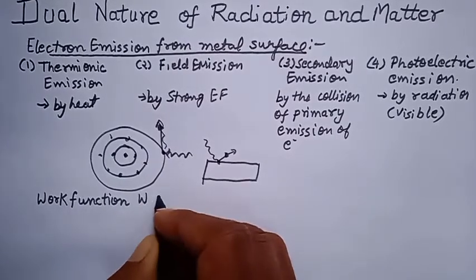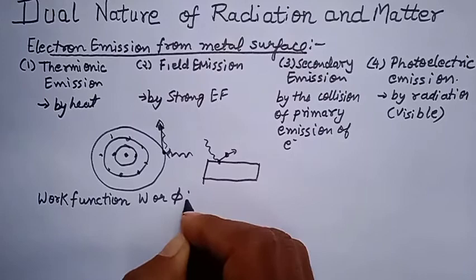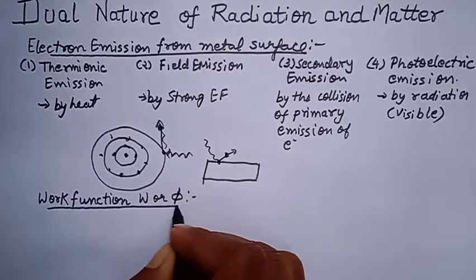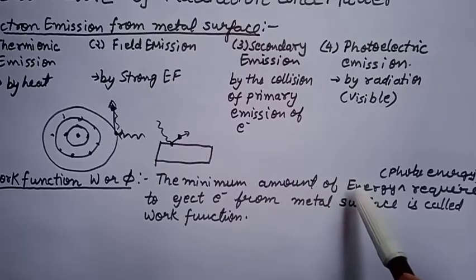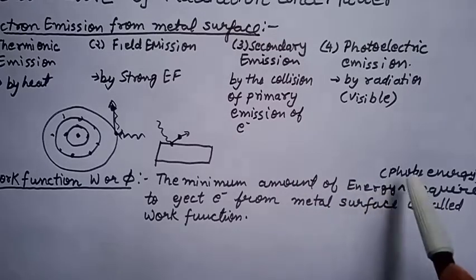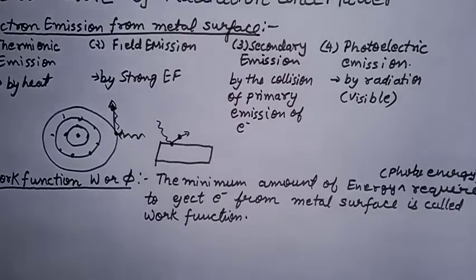Its symbol can be given by W or phi. So the minimum amount of energy, I have quoted, especially photo energy. If someone asks me, or in the exam it is asked, what is the work function in terms of photoelectric effect, then we should use the photo energy term. Or in general, if it is asked, then we have to use the energy term in general. This is a generic term. It is specific for photoelectric emission. The minimum energy required to eject or remove an electron from a metal surface is called work function.